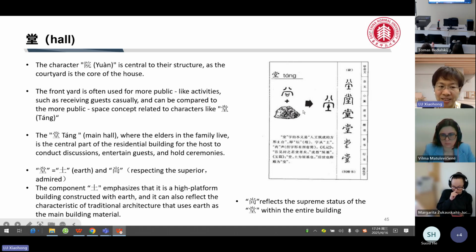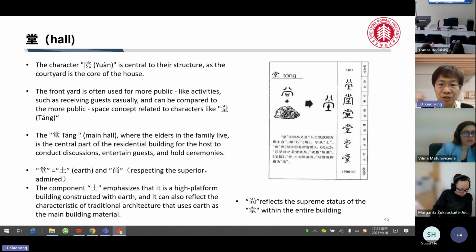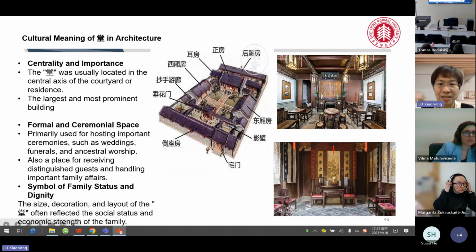So this character can reflect the characteristics of traditional architecture. They use earth as the main building material. And also, you can see there are steps going up to enter into the tang. So that's what tang means.